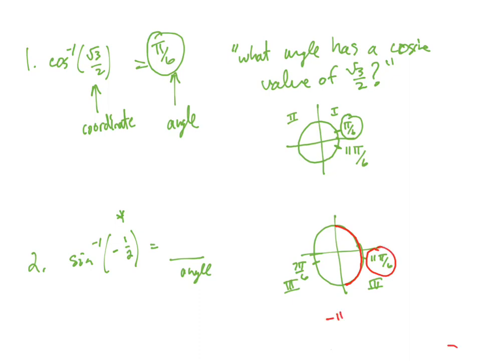However, 11 pi over 6 is not in the range that we want. 11 pi over 6 is bigger than pi over 2. So instead of 11 pi over 6, we're going to say negative pi over 6. So this value would be negative pi over 6. Again, if you give two values for this answer, 7 pi over 6 and 11 pi over 6, those would be wrong. Also, if you simply put 11 pi over 6, that would be wrong because it's not in the range. So just negative pi over 6 would be this answer.